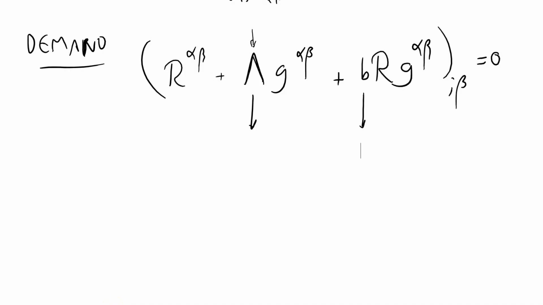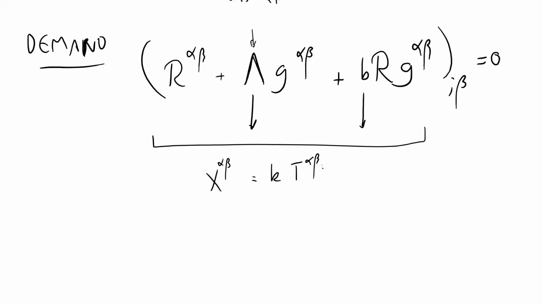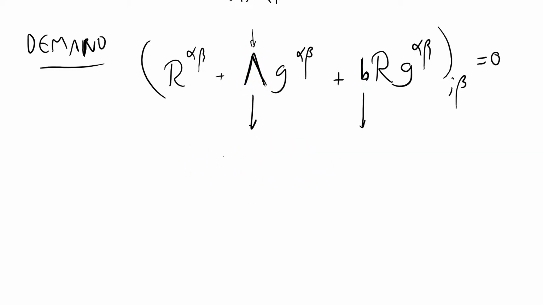General relativity, step by step. I've got to demand that the divergence of this term here be equal to 0, because I'm using it as a candidate for the left-hand side of the field equations. So what I'm going to do is investigate what these constants are, b here and this lambda here, and see what we can make of that.